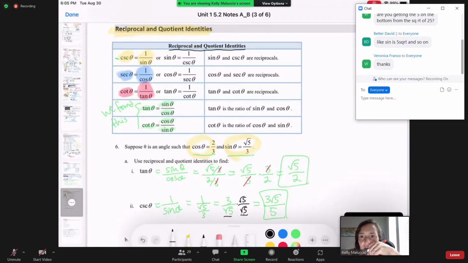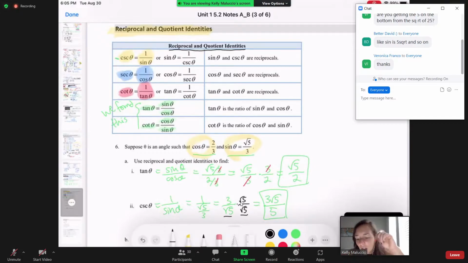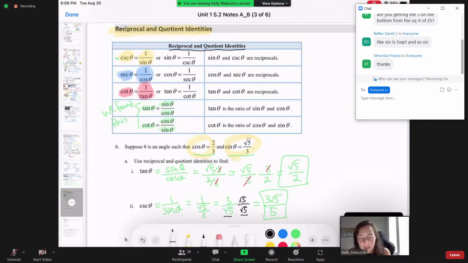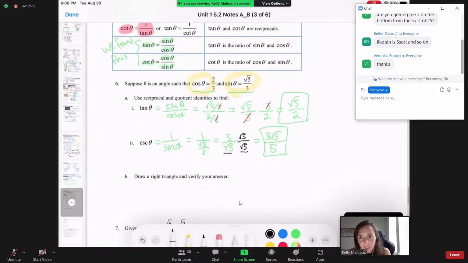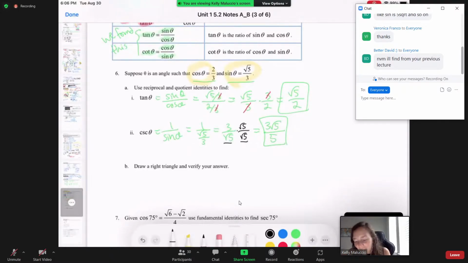So David, if someone knows what David's talking about, go ahead and type in the chat or something. Maybe I'll understand in a minute, but I'm not sure what you're thinking of, what chart. Like the 30, 45 or 30, 60, 90, like special right triangles. I'm not totally sure. But if it comes up or you can think of it, okay, find it in the previous lecture. Yeah, thank you. Sorry about that.